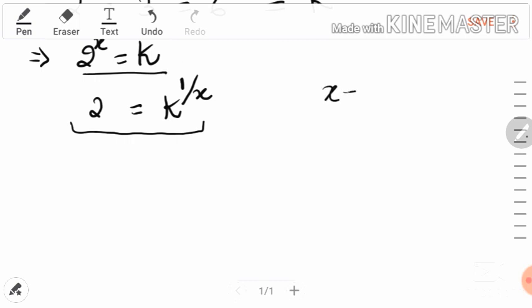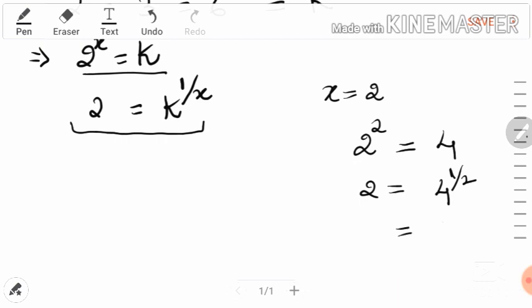So say x is equal to 2. Then 2 to the power 2 we know is equal to 4. So 2 is equal to 4 to the power 1 by 2, which is 2 to the power 2 into 1 by 2. And so left hand side is equal to right hand side. We have also learnt this way of writing in our previous video. So let's continue.